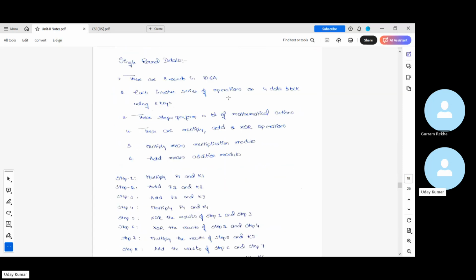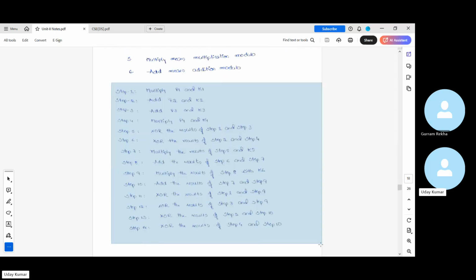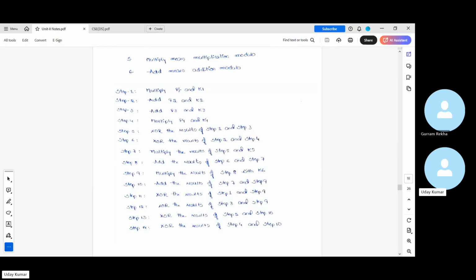Each round involves a series of operations on the 4 data blocks using 6 keys. These steps perform a lot of mathematical actions. These are multiply, add, XOR operations. Multiply means multiplication modulo, add means addition modulo. These steps I made you write in the class, students. So first you multiply P1 and K1, add P2, K2, add P3, K3, multiply P4 and K4.